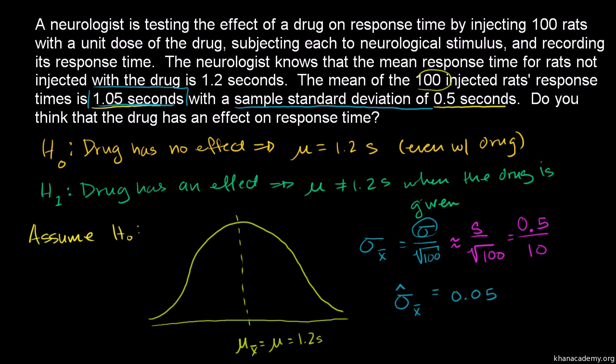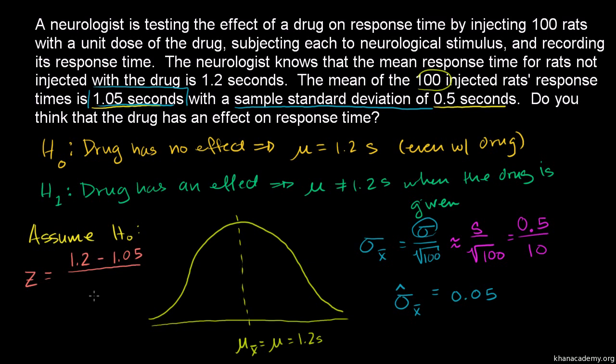So let me pick a nice color. I haven't used orange yet. So our z-score, you can even view it as a z-statistic. It's being derived from these other sample statistics. So our z-statistic, how far are we away from the mean? Well, the mean is 1.2. And we are at 1.05, so I'll put that less, just so that it'll be a positive distance. So that's how far away we are.